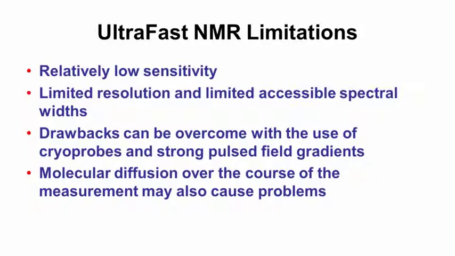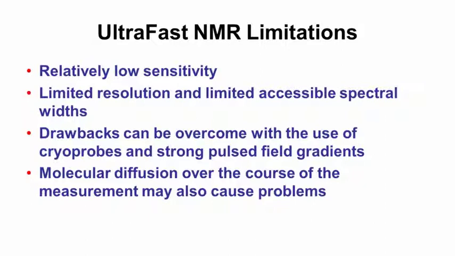So the limitation with ultrafast NMR is that because you're doing this spatial encoding along the length of the sample, it means that you're looking at tiny voxels, if you want. So maybe a few hundred or a few tens of microliters. And so getting the spectrum for 10 microliters or 20 microliters is not going to be very sensitive. So the net effect is that it's relatively low sensitivity. There's also issues with limited resolution, limited spectral width.